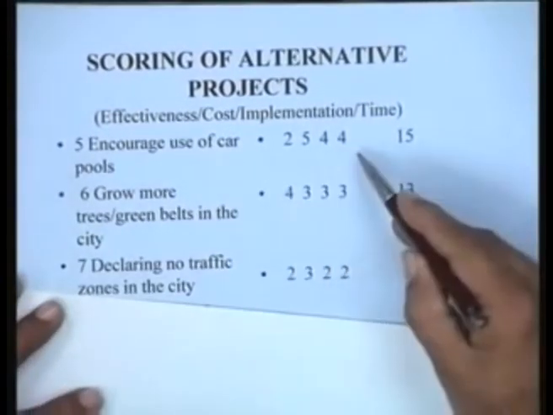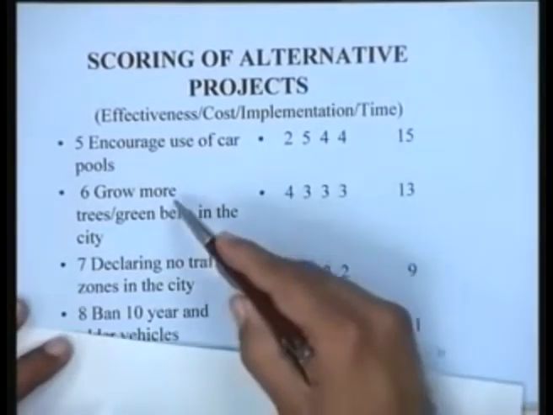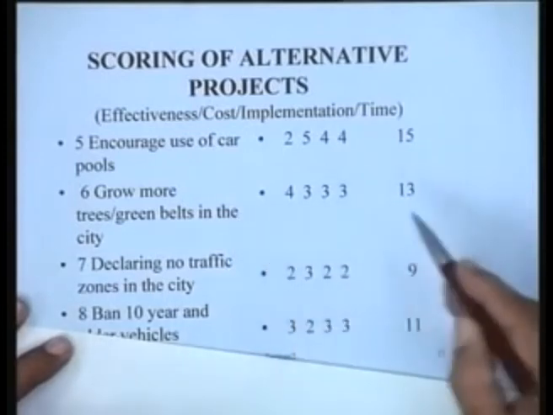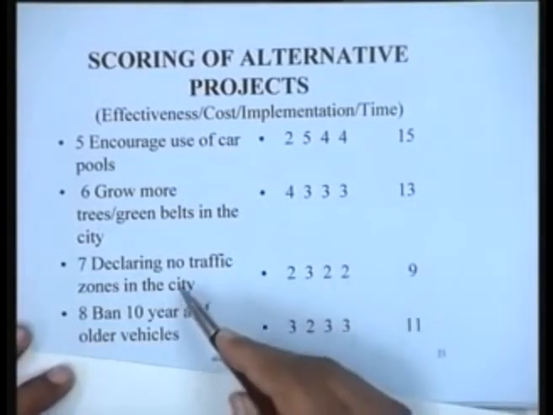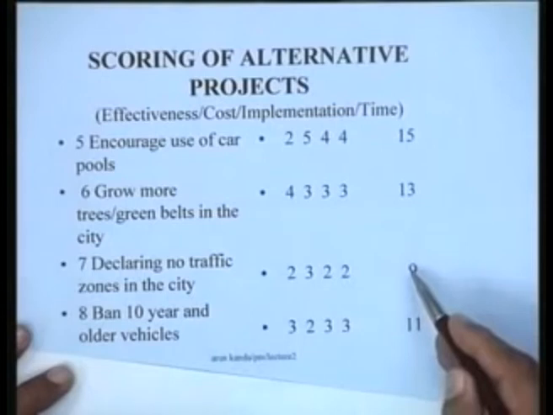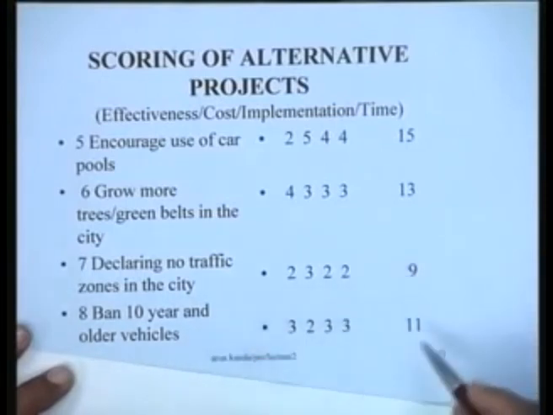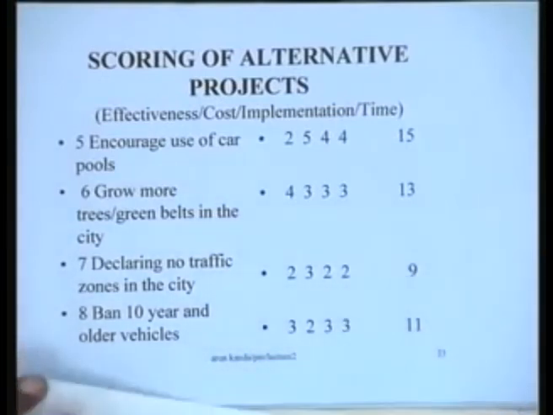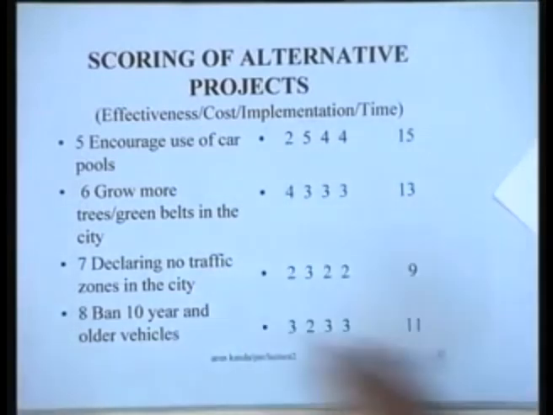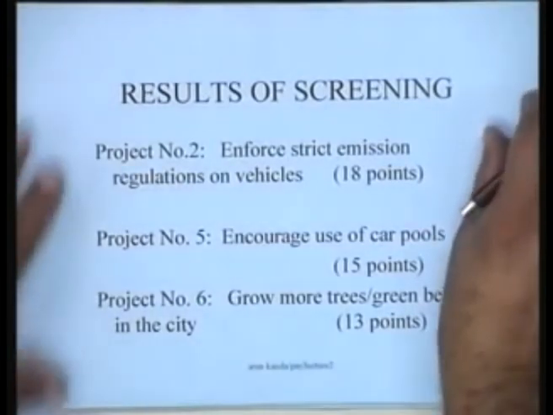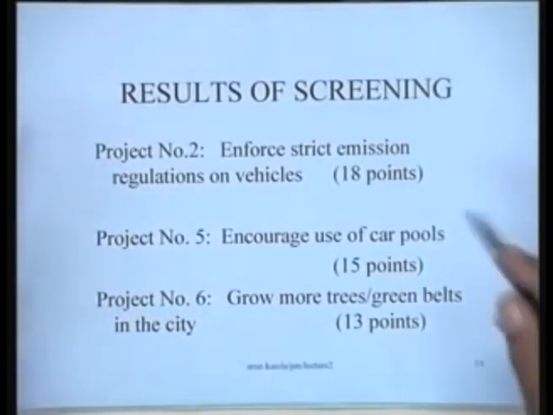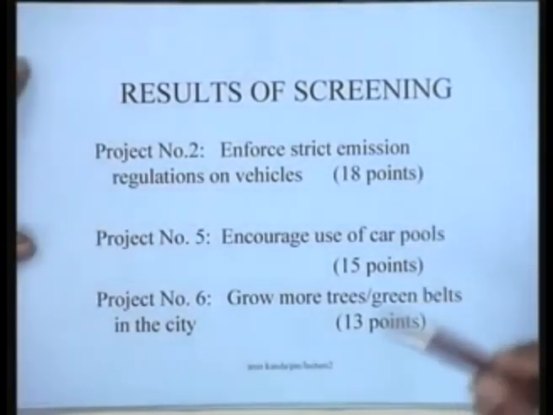Encourage use of carpools, 15 points. Grow more trees and green belts in the city, 13 points. Declaring no traffic zone, 9 points. Ban 10-year and older vehicles, 11 points. So this is the broad methodology. And finally, the result of this exercise. What is the result of this exercise? The result of this exercise is the following.